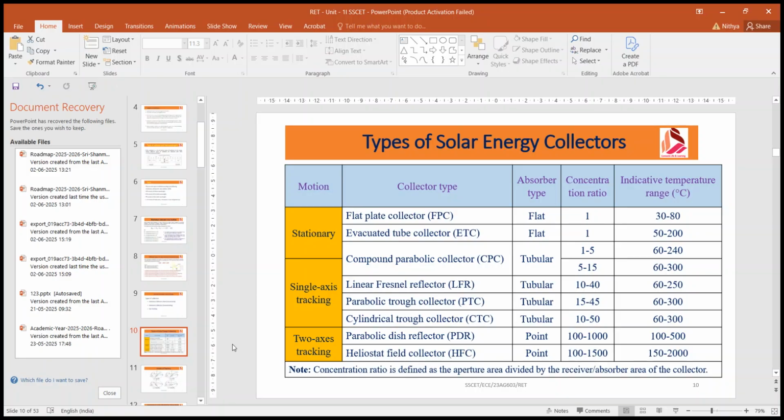In the case of stationary, the minimum temperatures are indicated as 30 to 80 degrees centigrade. But in the case of two axis tracking system, as per the table, the maximum temperature will be up to 152 to 2000 degrees centigrade, which the systems collect in particular plates itself.